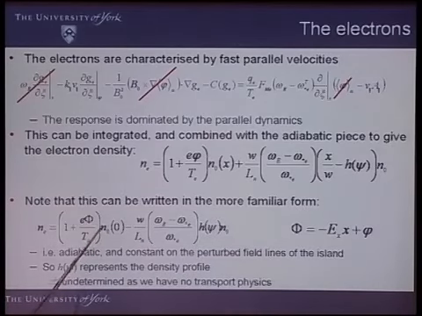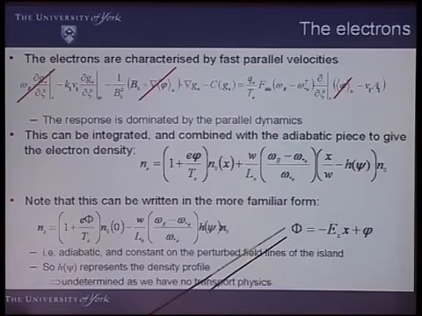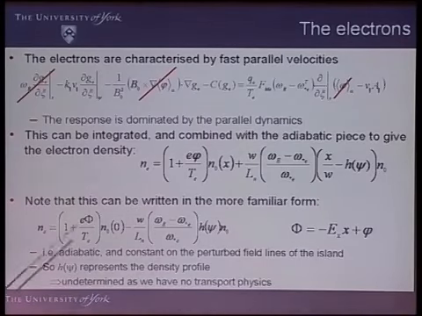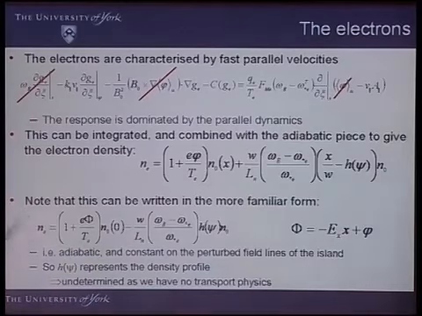So what I end up with then is a Boltzmann piece acting on the density at the rational surface, and then everything else is h of psi. So h of psi is really just representing the density profile around the island. And the reason I don't know anything about it is I haven't put any transport physics into this model. If I don't put any transport physics in it, I can't know what the profiles are. Okay, so that's why that's undetermined at this level. We'll come back to determine it in a moment.